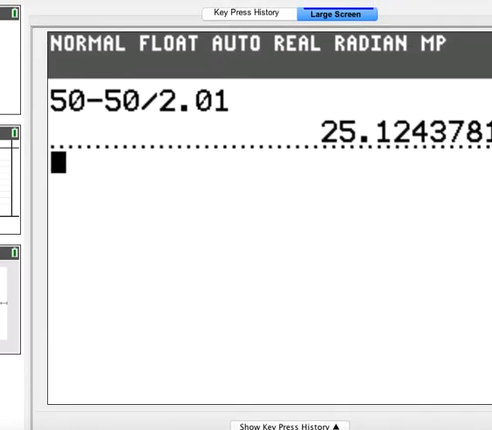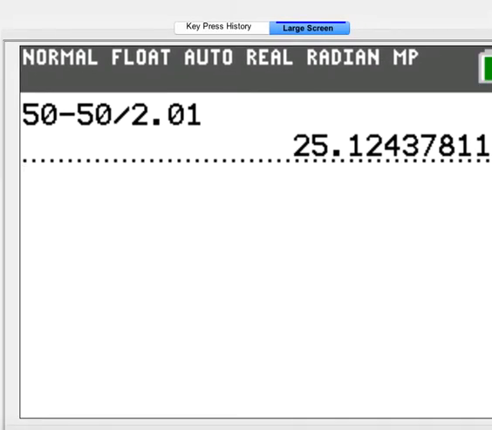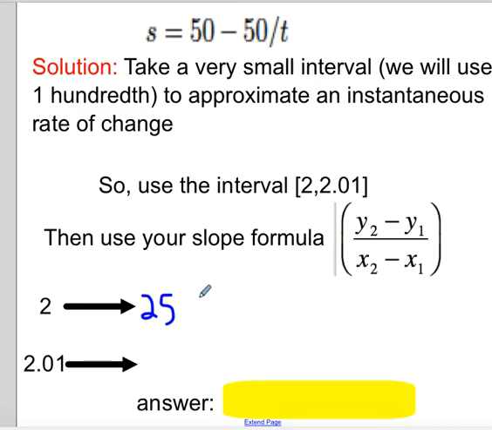I get 25.1244. I'm actually going to use 4 decimals here, and I'll show you why in a second. So 25.1244. So that's the y coordinate if I plug in this for an x.